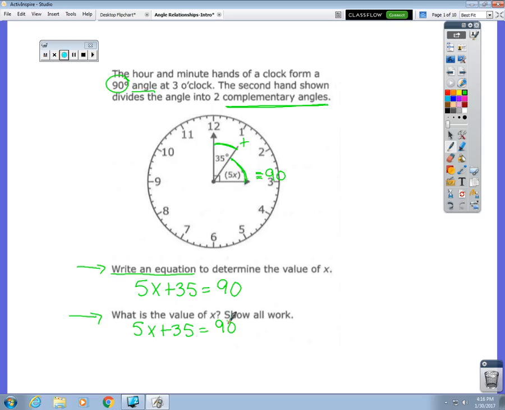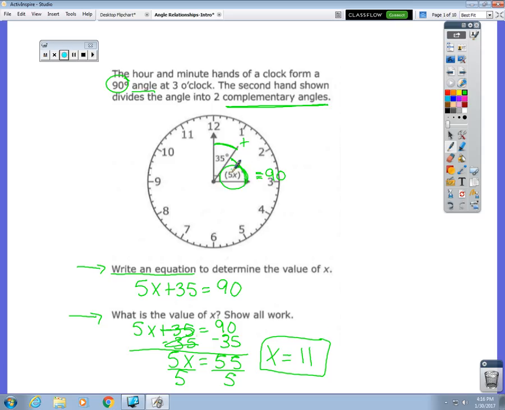So we have 5x plus 35 equals 90. We're solving 2-step equations like we did in Unit 7. We're going to subtract the constant from each side. That's going to zero out. So we're left with 5 times something equals 55. Then we're going to divide both sides by 5. So x is equal to 11. The value of x is 11. So if you go back up here, the value of that x is 11. So 5 times 11 equals 55 degrees. This is a 55-degree angle.